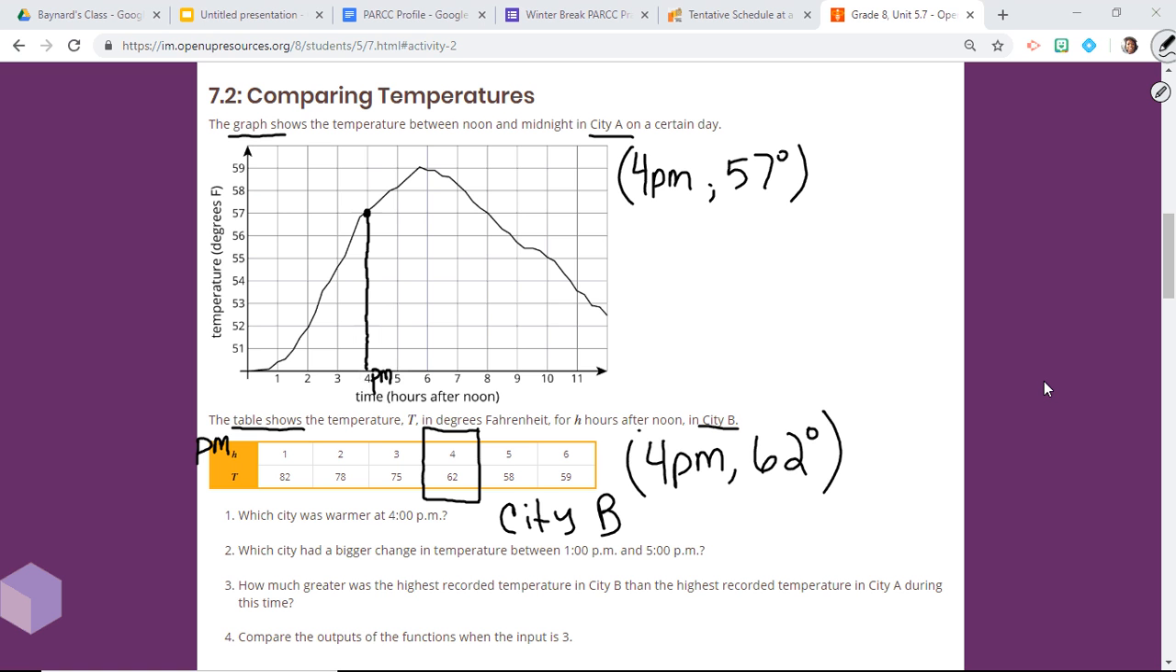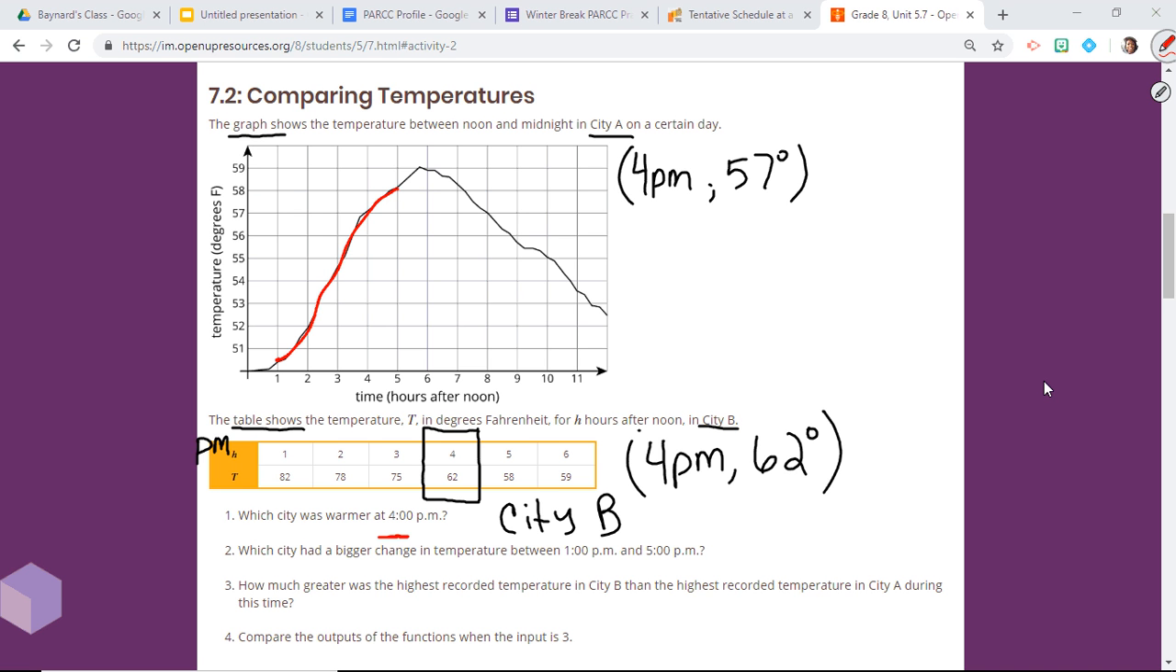Question 2. Which city had a bigger change in temperature between 1 p.m. and 5 p.m.? So let's go to the graph and look between 1 p.m. and 5 p.m. So we are looking at the change in temperature between 1 p.m. here and then 5 p.m. which starts here. So we're looking at this change in temperature. So again, change, just like we talked about a couple days ago, think subtraction, right? Just like when you go to the grocery store and you get change from whatever you purchase, they find that by subtracting.